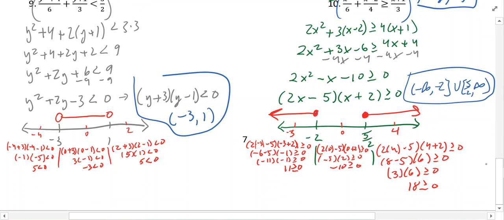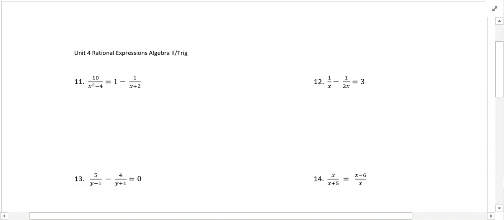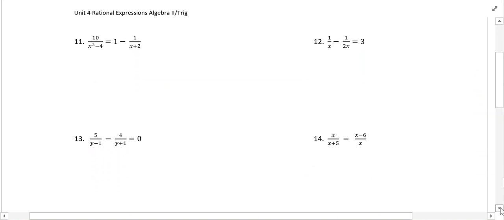Okay, so let's go ahead and go to the next page. So if you turn it to the next page, we're doing the same thing. We're still solving for x, except the difference between these ones and the other ones is now the denominator has an expression, whereas in the other ones, the denominators were just whole numbers.